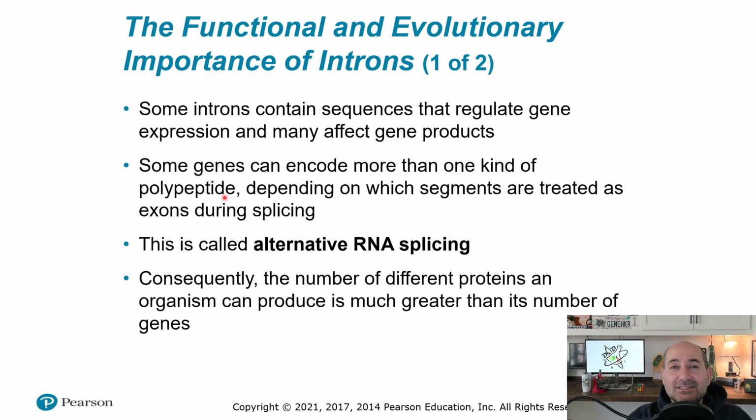This means that some genes give you more than one protein result. And this depends on which segments are treated as exons during splicing. This phenomenon is called alternative RNA splicing. So let me show you at the board something really neat that eukaryotes can do, because guess what?